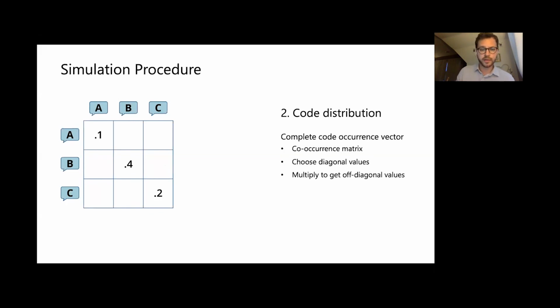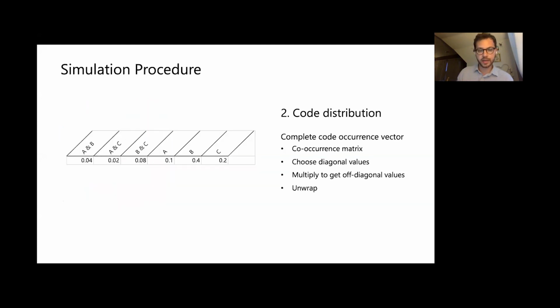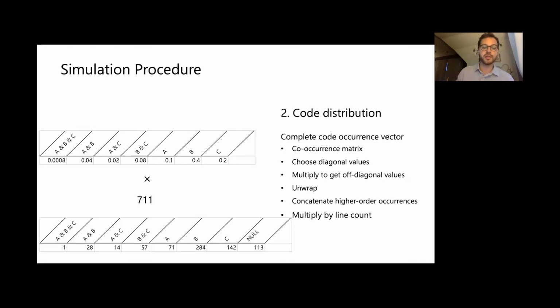Then we multiply to get the off-diagonal values. So for the A-B co-occurrences, we multiply A and B, A and C, B and C, etc. Then we can unwrap that into a vector. And then we're missing one piece. We want to concatenate on the overall probability of getting A, B, and C in your data so that we can completely fill out our lines with each of these categories. And then we take this vector and we multiply it by the number of lines from the Markov sequence that actually were assigned to this individual that we're looking at.